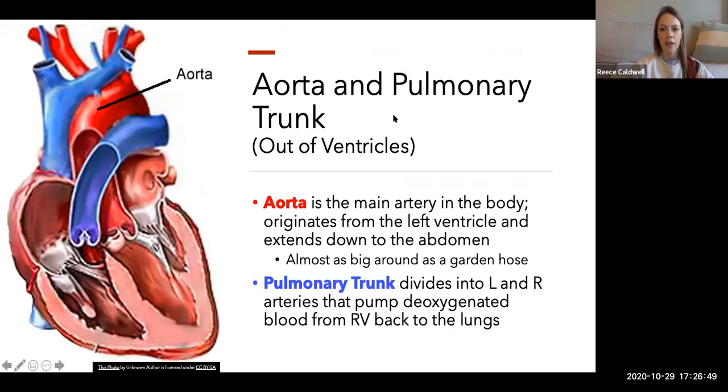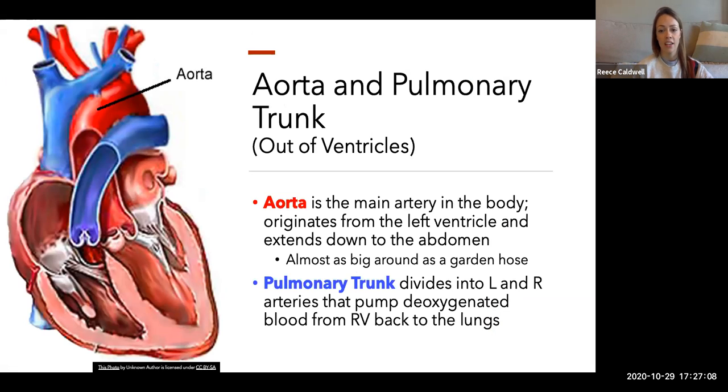So when we look at the aorta and pulmonary trunk, these are coming out of the ventricles. These are kind of like vessels. So the aorta is the main artery in the body. It's also the largest artery in the body. It originates from the left ventricle, so right up here, or right down here, and then extends down the abdomen.